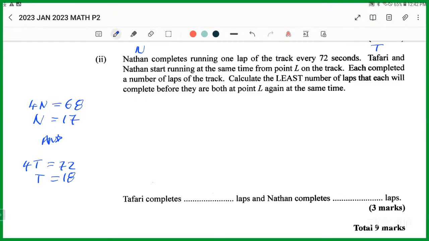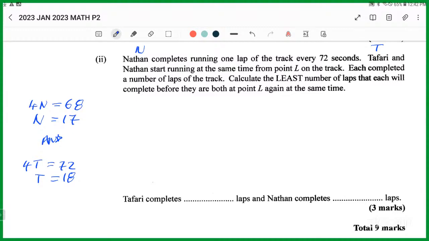So 68 and 72, there's 4 seconds between them. Just imagine that every lap. The first lap is 4 seconds behind. Second lap is 8 seconds behind. Next lap is 12 seconds behind. Next lap is 16 seconds behind.